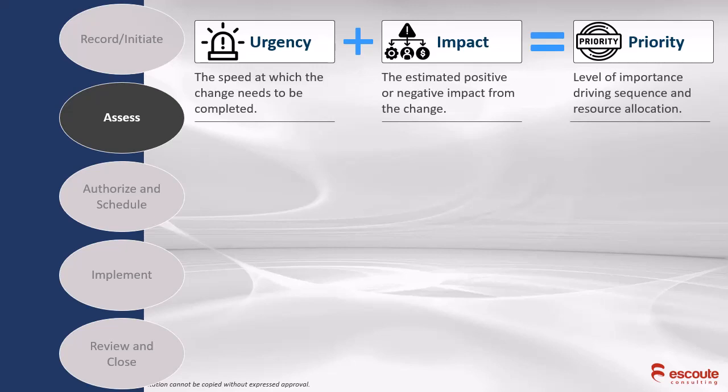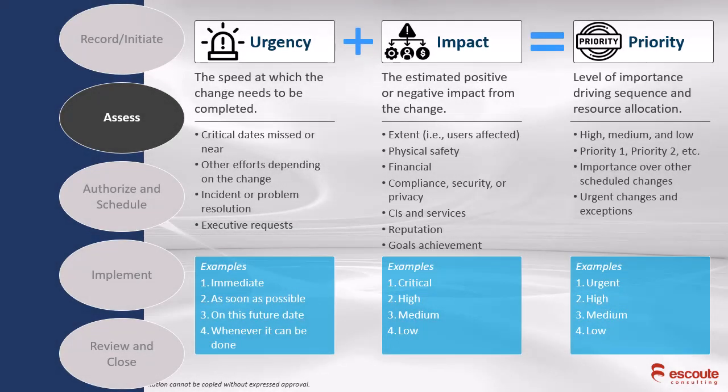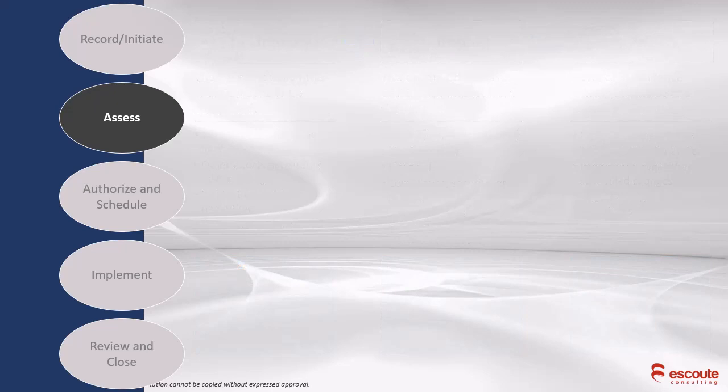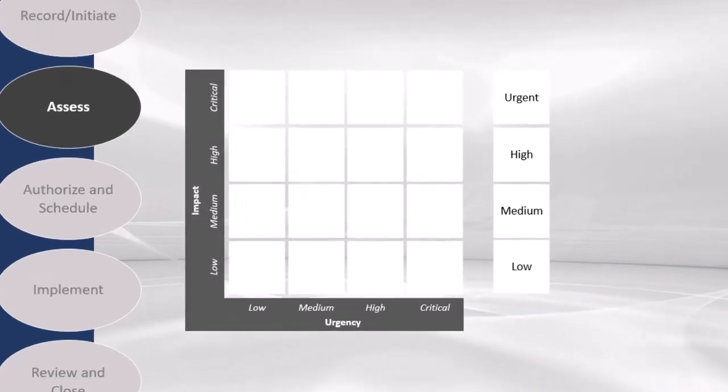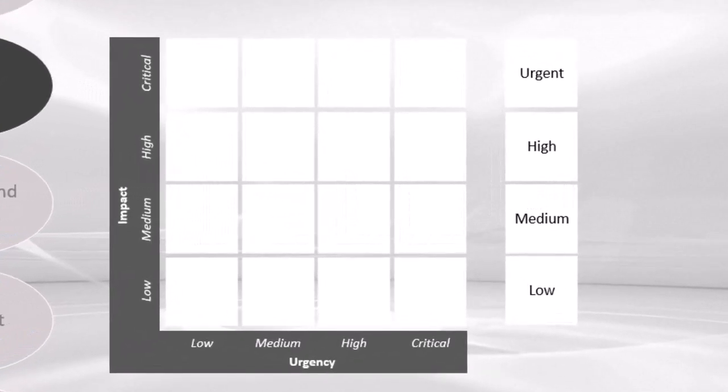Well, urgency, that's a speed. That's how fast. There are examples here: urgent, high, medium, and low. Now, you're going to love this next part. What I want to do is take those 2 areas and put them into a visual for me. So let me orient you to this 4x4 grid.